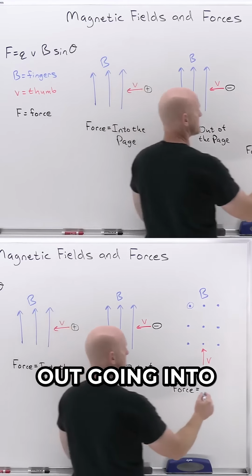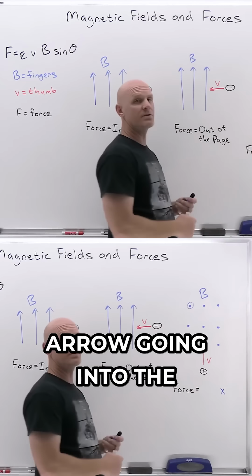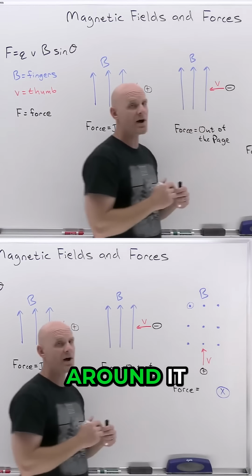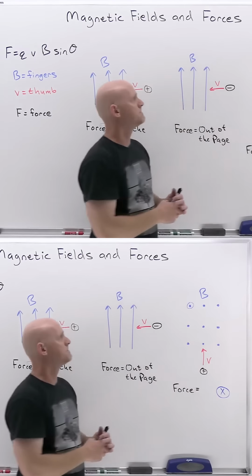Going into the page is represented by an X, like it's the tail of an arrow going into the board, so to speak. It's either an X, or an X once again with a circle around it. Either of those would mean something is being directed straight into the board.